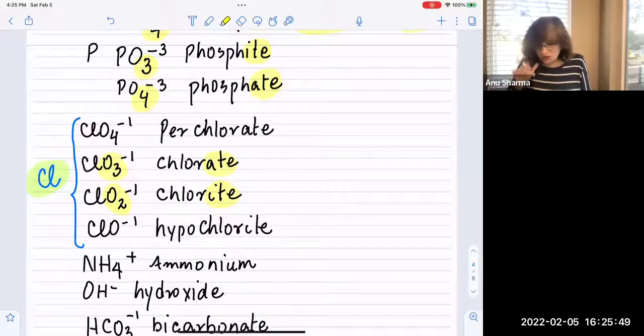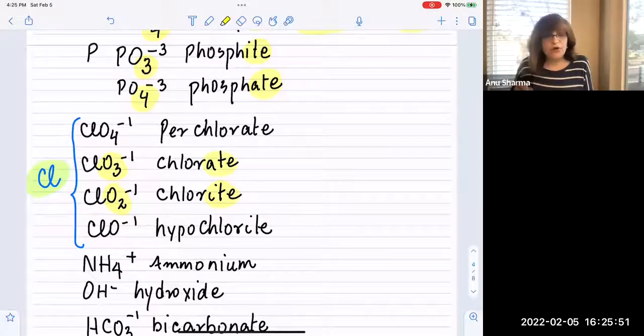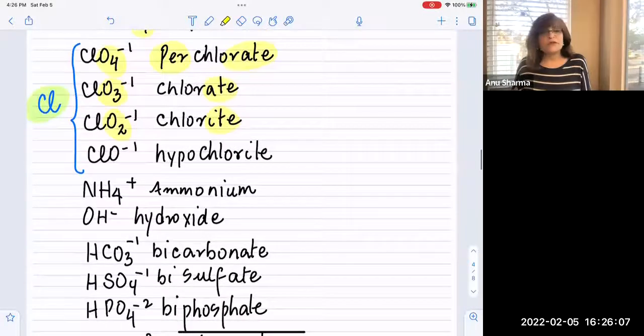Next, later on, we discovered that chlorine can bond with 4 oxygens. So now we cannot change it to chlorate, but we said, okay, we're going to change it and make it perchlorate, meaning higher than chlorate. So the maximum number of oxygens that chlorine could bond was 4 with a negative charge. And so that is the perchlorate.